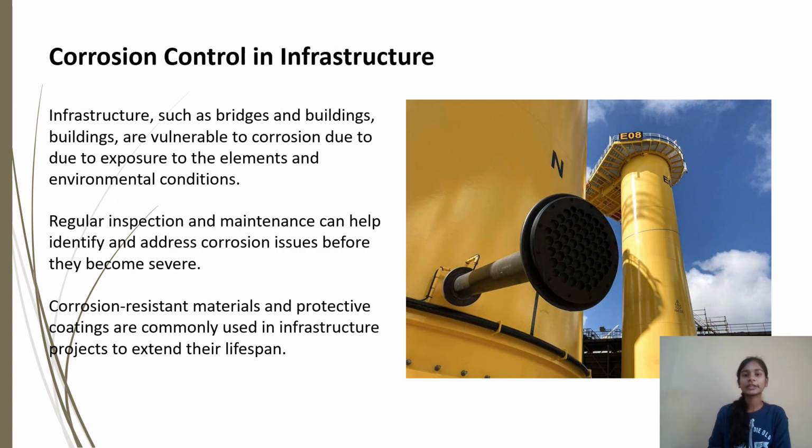Corrosion control in infrastructure. Infrastructure such as bridges and buildings is vulnerable to corrosion due to exposure to the elements and environmental conditions. Regular inspection and maintenance can identify and address corrosion issues before they become severe. Corrosion-resistant materials and protective coatings are commonly used in infrastructure projects to extend their lifespan.